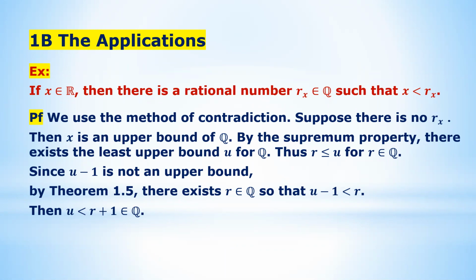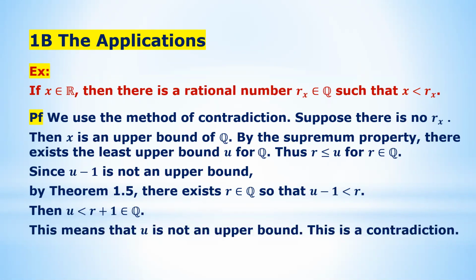And this will give you a contradiction, because on the left side, u is the upper bound of Q, so you're supposed to control all the rational numbers. But on the right side, you have r plus 1, which is a rational number. So that specific rational number controlling u, that's impossible. Therefore, this means that u is no longer an upper bound. This is a contradiction. So we see that the same argument works in this case, right?